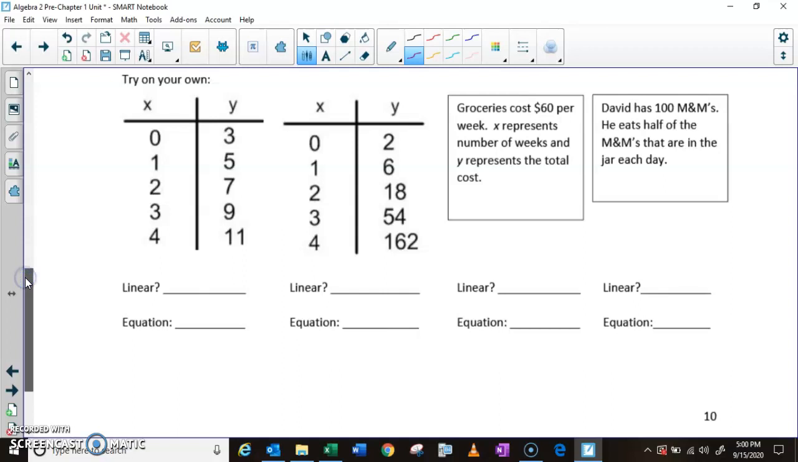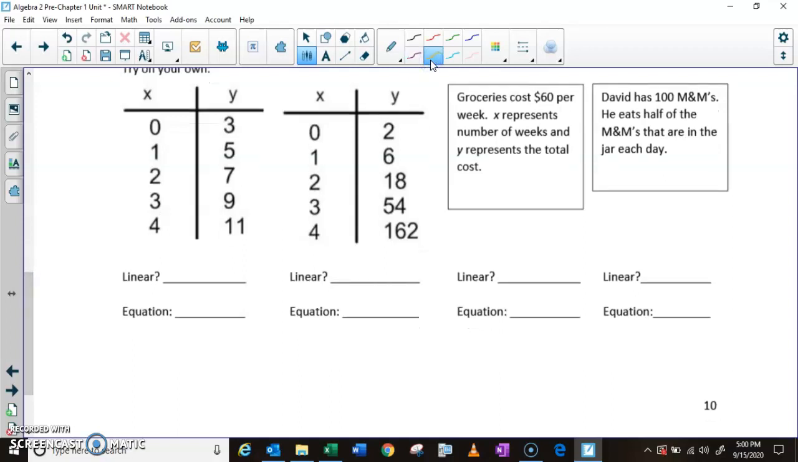All right, welcome back, and let's see what you found. So let's take a look at our problem. So for the first one, as I go down my column, I can see on this side we're adding 1 each time. On the Y column, I can see I'm adding 2 each time. So yes, this one is linear.